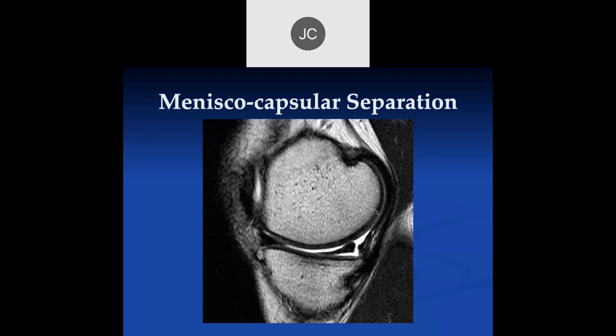If this were in the setting of ACL tear, this would be a ramp tear. This would be one of the later stages, like a four, where all the peripheral attachments here are torn. So this would also be an unstable ramp tear if it were in the setting of an ACL tear.